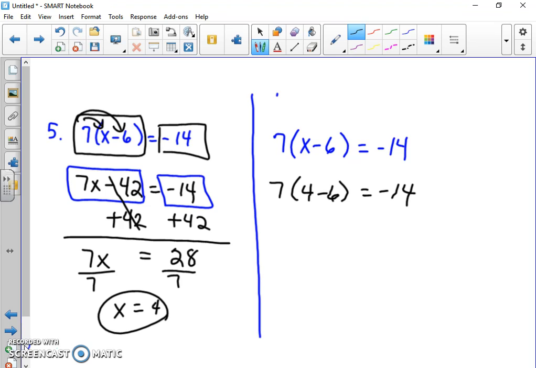Let's substitute it in. We could take the 7 and distribute it and then try to solve it that way, but think about this. There are no variables in here, right? So let's do our order of operations. Let's do whatever's inside parentheses first. So 7 and 4 minus 6 gives us negative 2. So we get negative 14 equals negative 14.